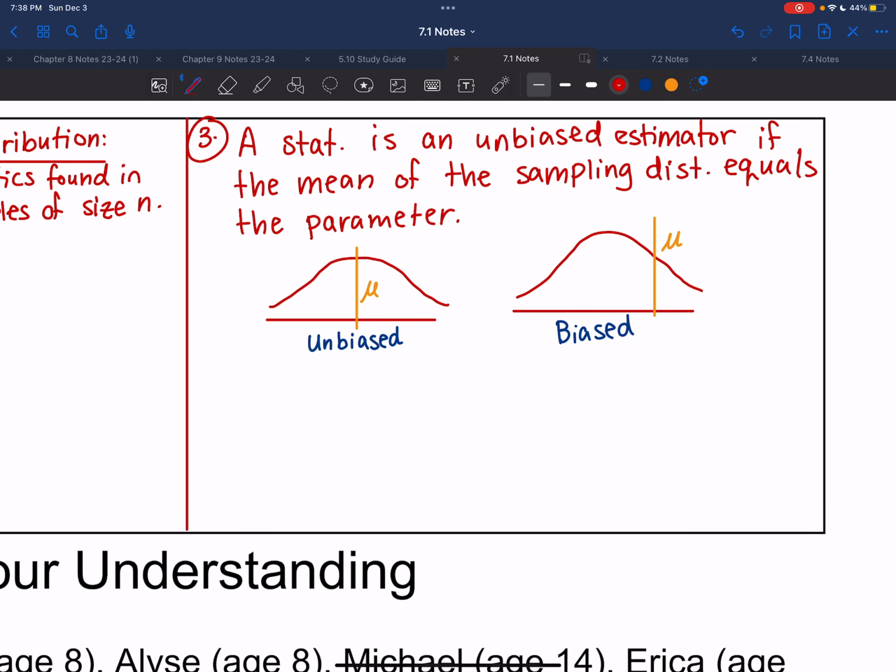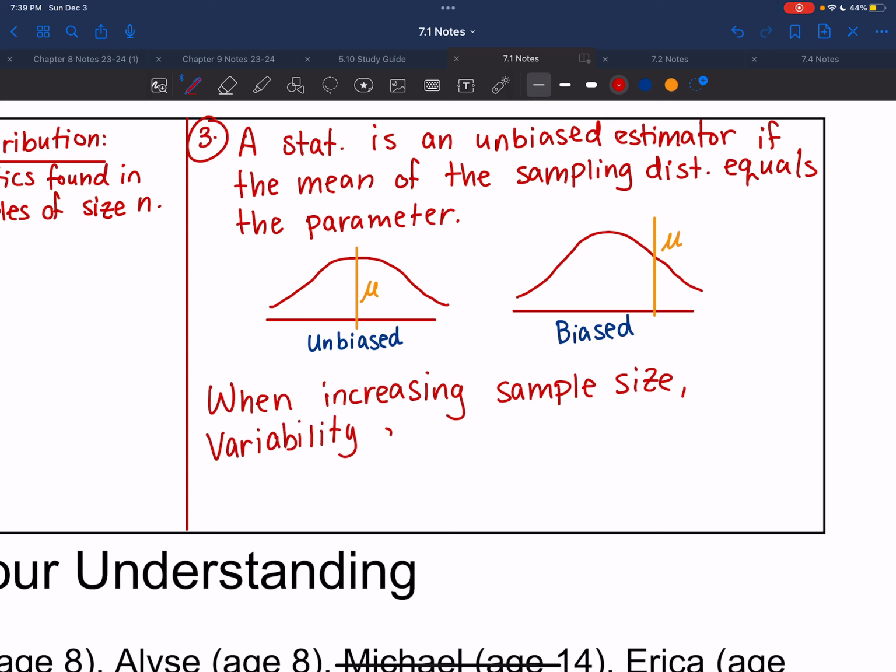The last part: when increasing sample size, variability decreases. In other words, as sample size goes up, variability goes down.